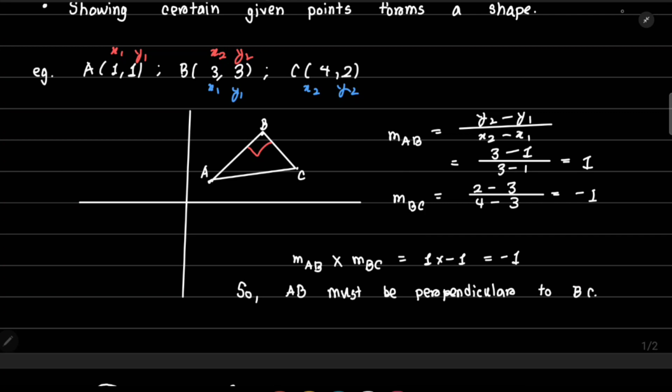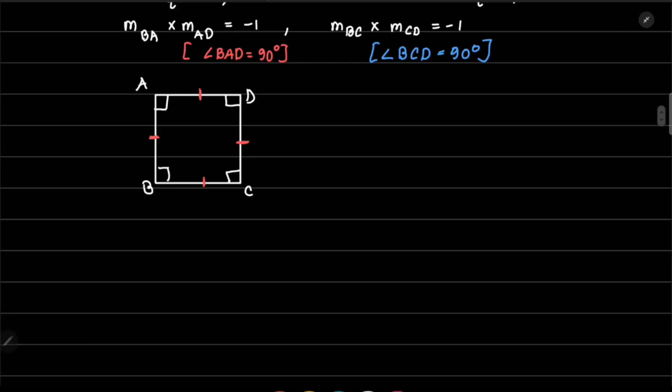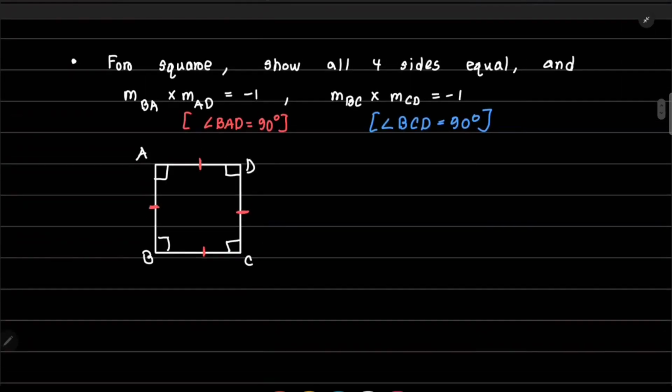So this is how we prove it. We might also be given 4 points and we might have to show that this forms a square. In that case, we'll have to show that all the sides are equal and they are perpendicular to each other. So for different shapes, we have to do different things. So this is what we do for a square.